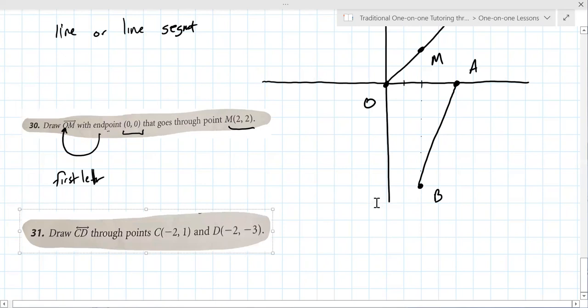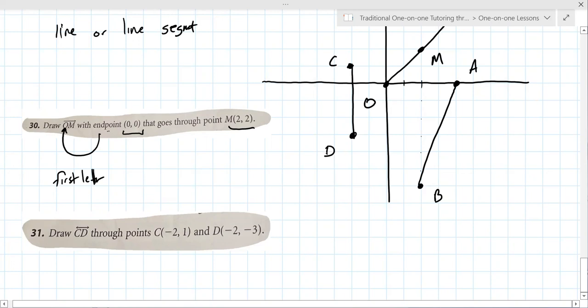Line. It's a line. So we've got to plot the points -2, 1. So there's -2, 1. And then I put that in the wrong spot. -2, 1 is up here. And then -2, -3 is down here. Okay. So is this correct, what I've just drawn?